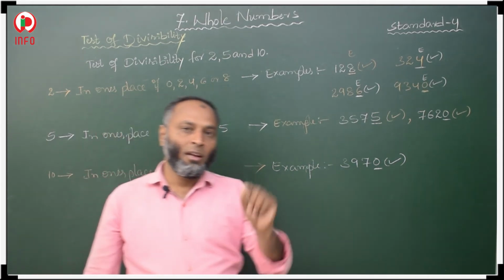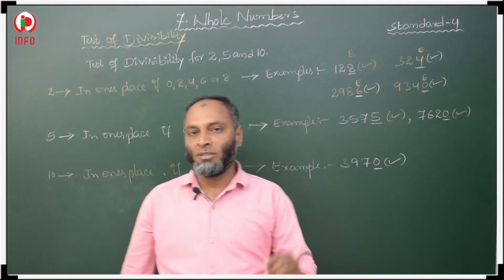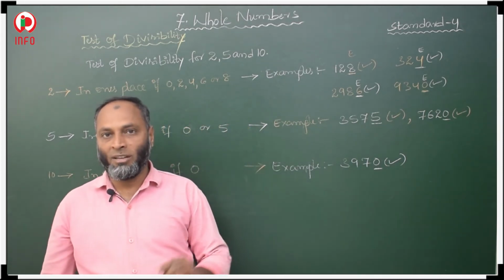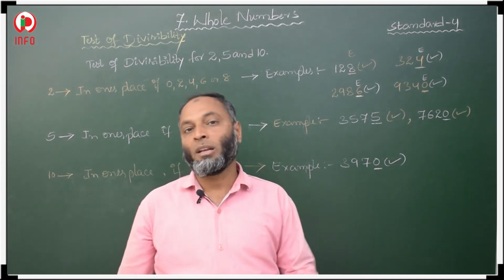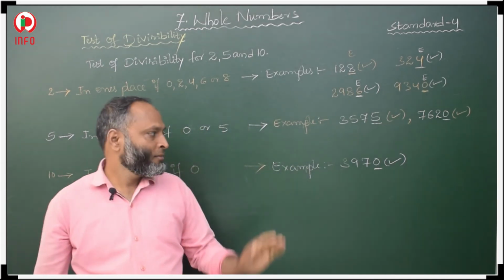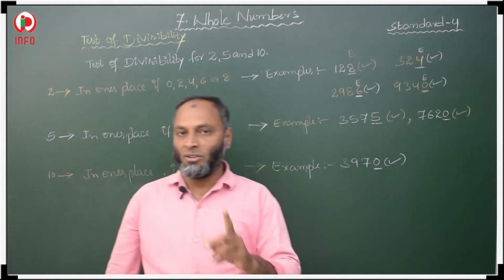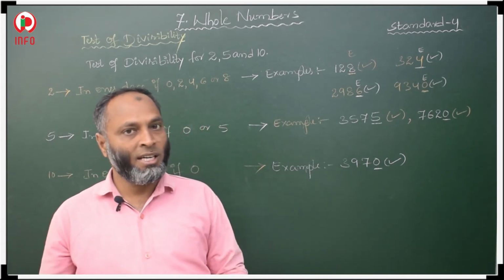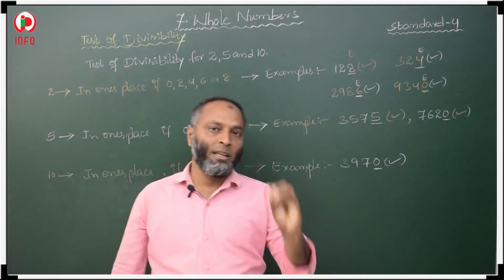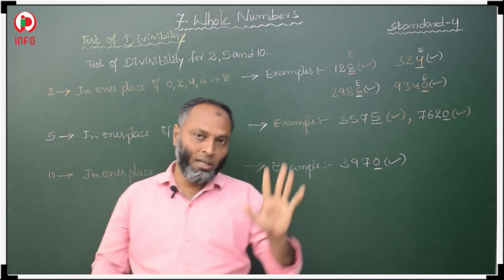For 5, if the last digit of a given number, meaning the ones place, is 0 or 5, that number is divisible by 5. Then for 10, if the ones digit of a given number is 0, then that number is divisible by 10. So these are the divisibility conditions for the 2 table, 5 table, and 10 table.